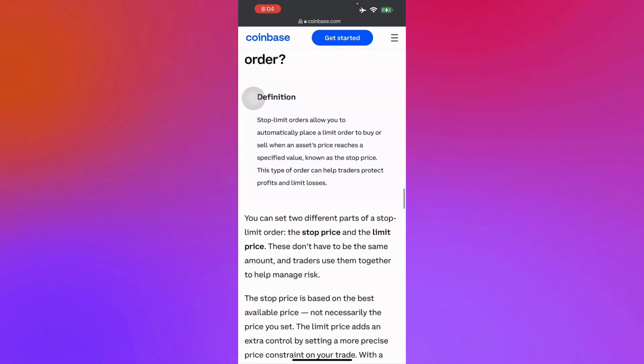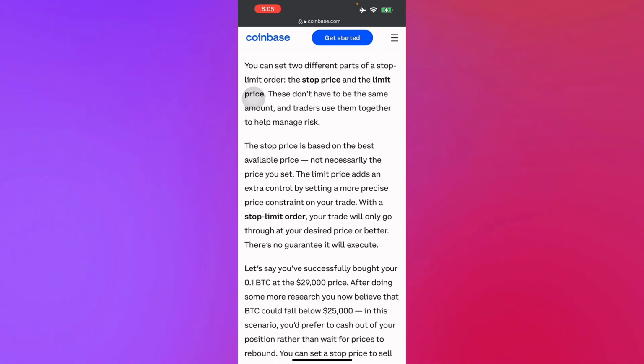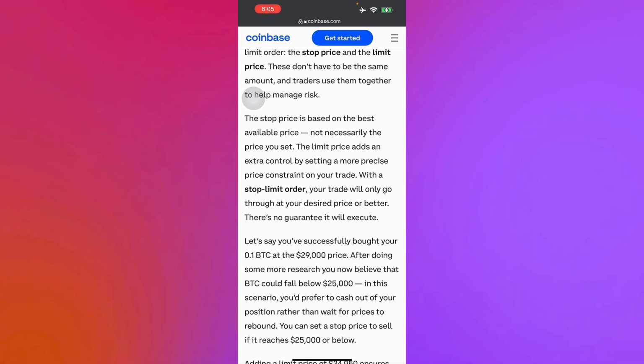You can set two different parts of a stop limit order, which are the stop price and the limit price, and technically these don't have to be the same amount. Traders use them together to help manage risk. In crypto you have to learn that there are a lot of risks, so you have to manage them. The stop price is based on the best available price and not necessarily the price you set. The limit price adds an extra control by setting a more precise constraint on your trade. So with a stop limit order, your trade will only go through at your desired price or better. There's no guarantee it will be executed, as I said a while ago.